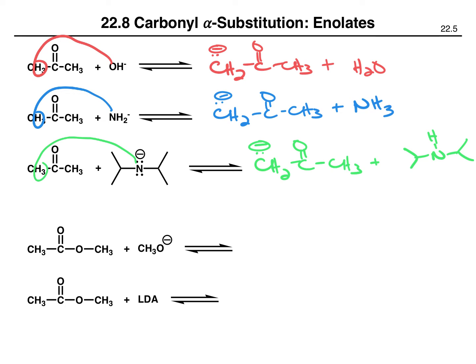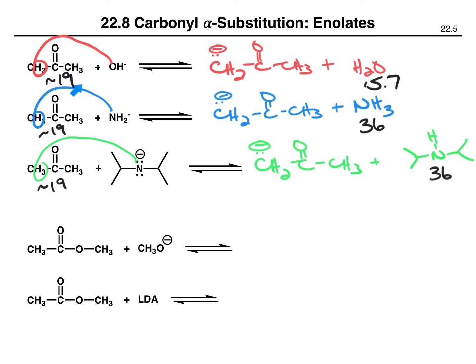Now let's think about pKa values and therefore the position of equilibrium. For a ketone, the alpha hydrogens have a pKa of about 19. In comparison, water has a pKa of 15.7. Ammonia is about 36, and any amine is also about 36.